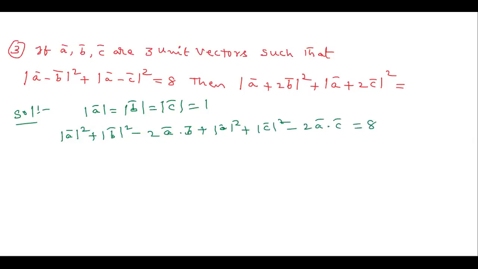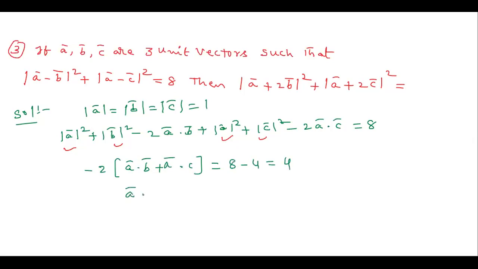Here mod A bar, mod B bar and mod C bar are all 1. So this is 1, 1, 1, 1, totally 4, sent to the right hand side. The remaining part I am writing is minus 2 into A dot B plus, sorry, not B dot C, A dot C, that is A bar dot C bar, equal to 8 minus 4, that is equal to 4. Now 2 2s are 4.